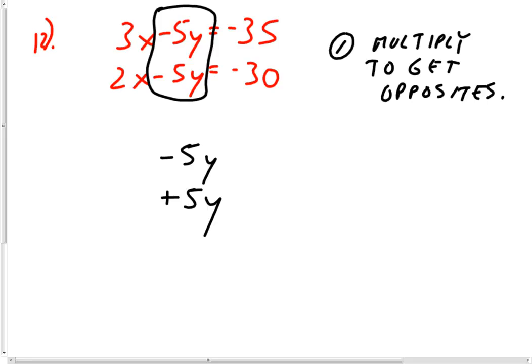Is this 5y, negative 5y, any different than that? No. So I don't have to do anything to that first equation. Just rewrite it. I don't have to do any multiplication there. But is negative 5y the same exact thing as this? How do I get from that to that?